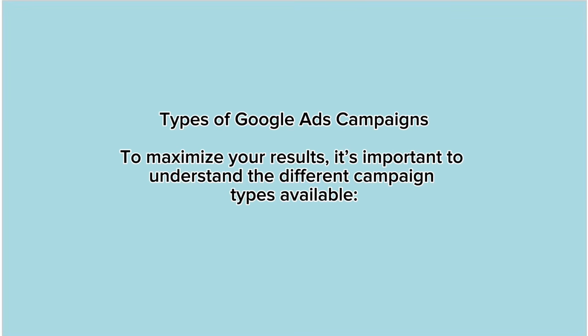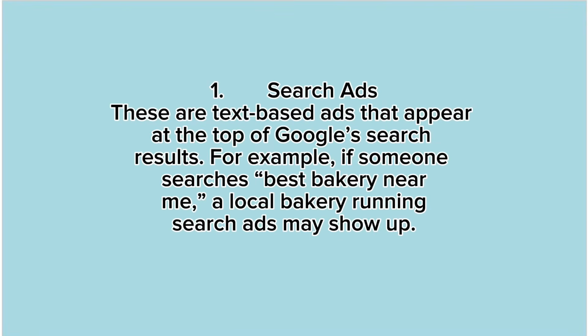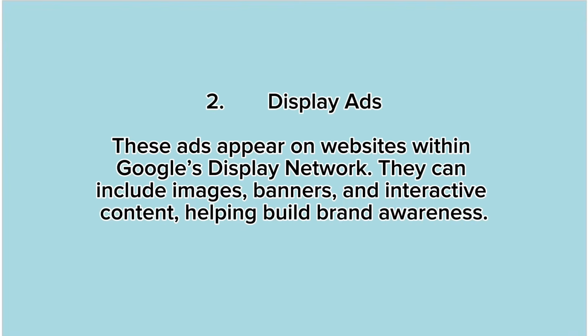Types of Google Ads campaigns. To maximize your results, it's important to understand the different campaign types available. 1. Search ads. These are text-based ads that appear at the top of Google's search results. For example, if someone searches "best bakery near me," a local bakery running search ads may show up. 2. Display ads. These ads appear on websites within Google's Display Network. They can include images, banners, and interactive content, helping build brand awareness.